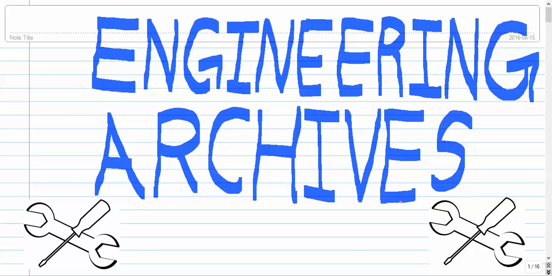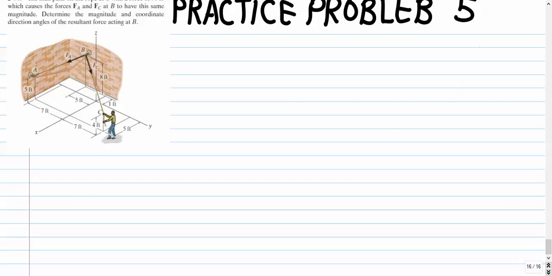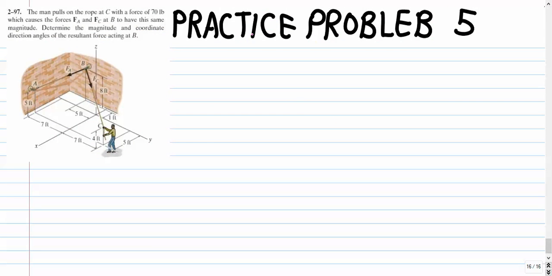Let us look at practice problem number 5 for this chapter. So the question says, the man pulls on the rope at C with a force of 70 pounds, which causes the forces Fa and Fc at B to have the same magnitude. Determine the magnitude and coordinate direction angles of the resultant force acting at B.